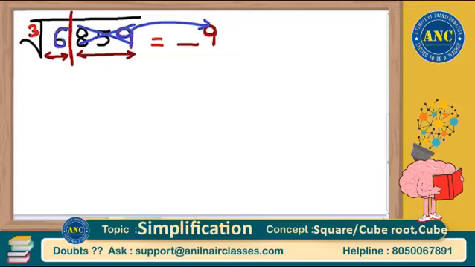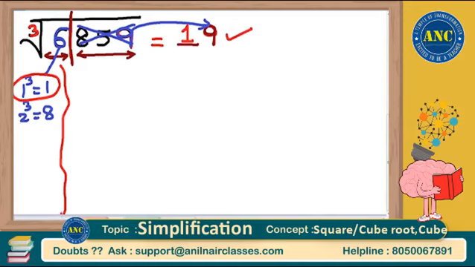Take the next part. 6 is there. Now, this 6 lies between which two cubes? 1 cube is 1, 2 cube is 8. 6 lies between 1 cube and 2 cube. Take the smallest number. Smallest number is 1 cube. That 1, write it here. Answer is 19. Few more examples, sir. Answer for this question is 19.